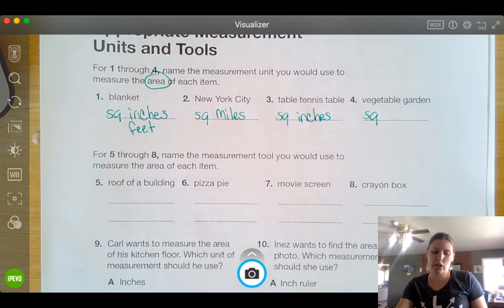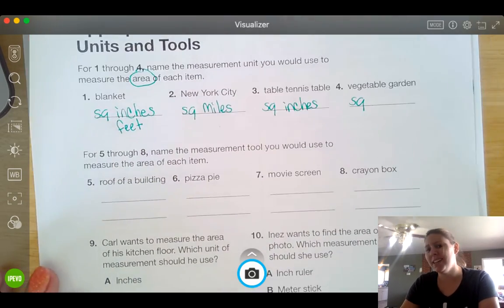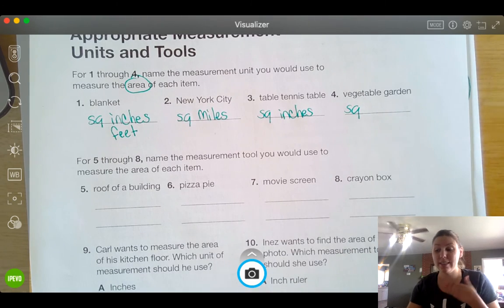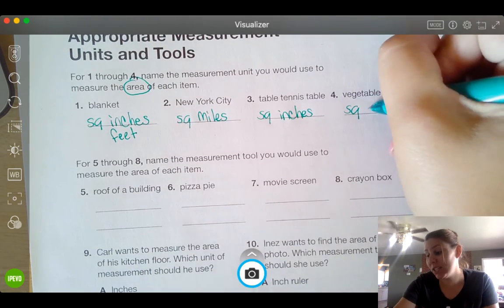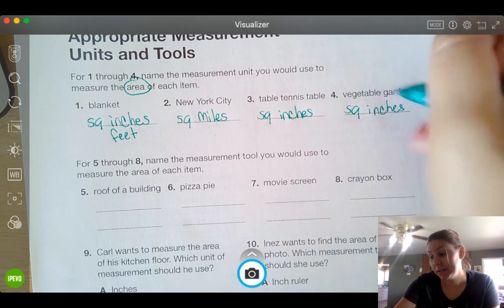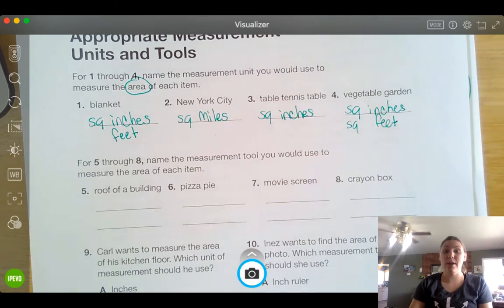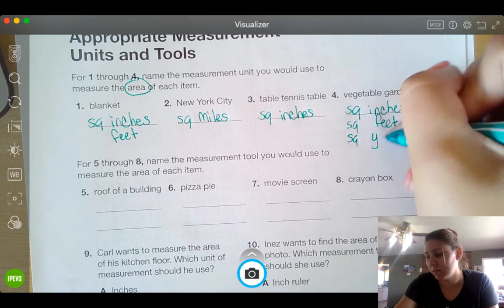And a vegetable garden. This one could be a little subjective. It depends on how big your garden is, really, because I have a really small garden outside that I would probably measure in either square inches, maybe square feet. But some of you at home have a really big vegetable garden, so you might measure yours in square yards.